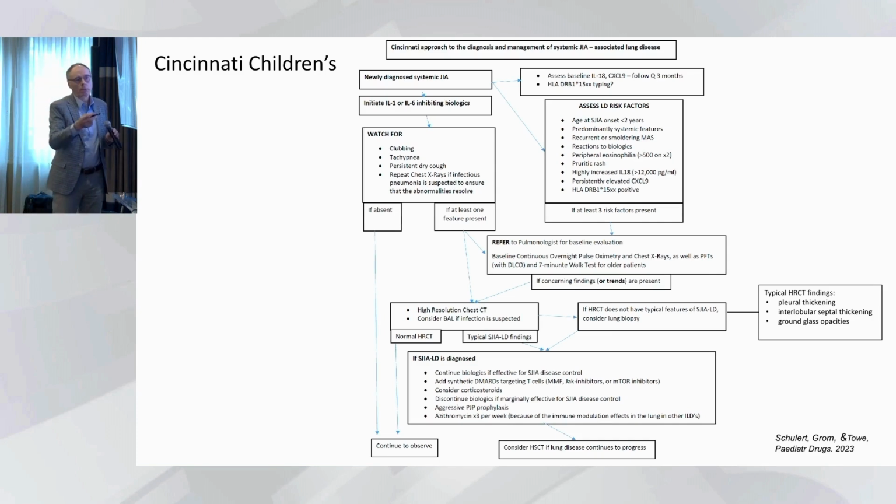However, if the pattern is not typical, if we pick up some other strange features that do not fit in that list, then we typically either consider a biopsy or at least BAL, particularly if infection is suspected. Then we certainly do all the workup for infection. That would include evaluation of the bronchoalveolar lavage fluid. Now, let's say we, yeah.